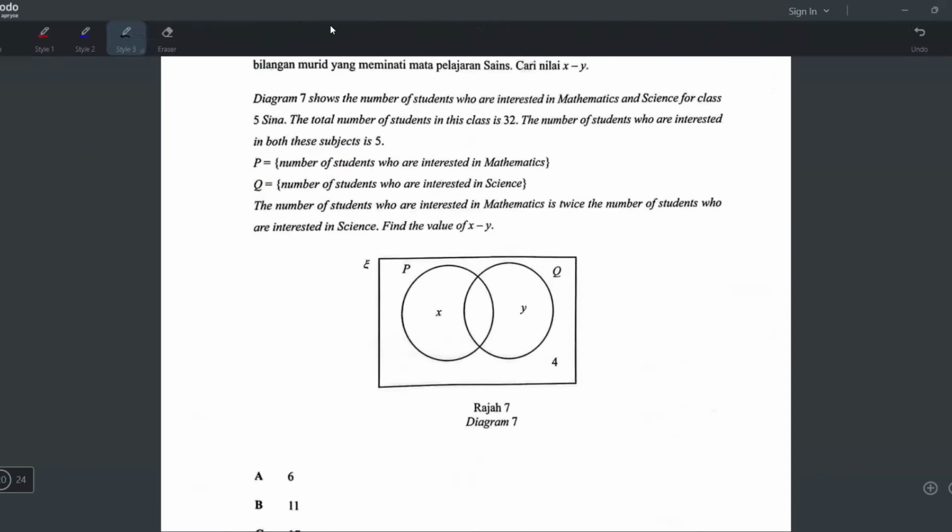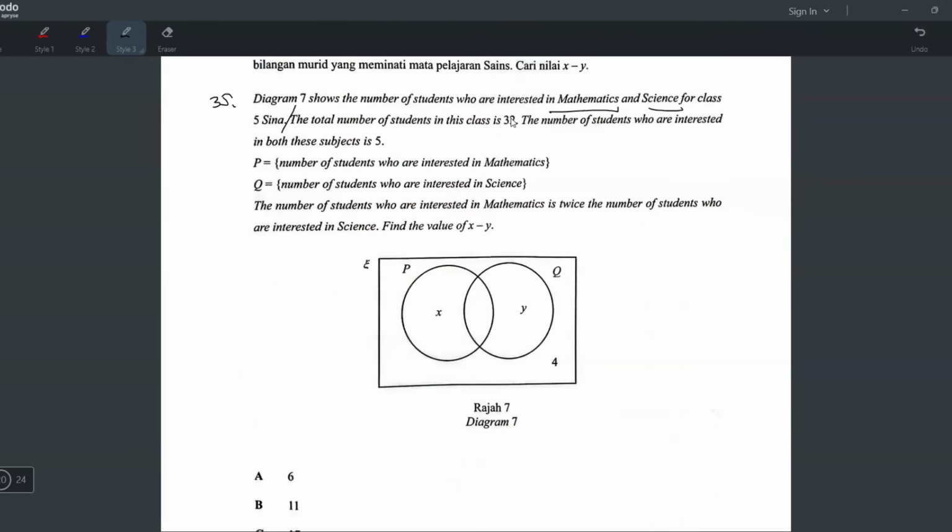Okay, now we are at 35. Let's go. Diagram 7 shows the number of students who are interested in mathematics and science for class 5 Sina. So in this diagram, you can see there are 2 circles. One circle must be mathematics and the other one science, but I don't know which one. It's okay, let's keep reading.